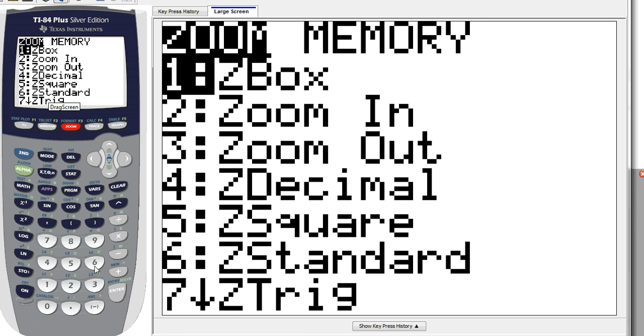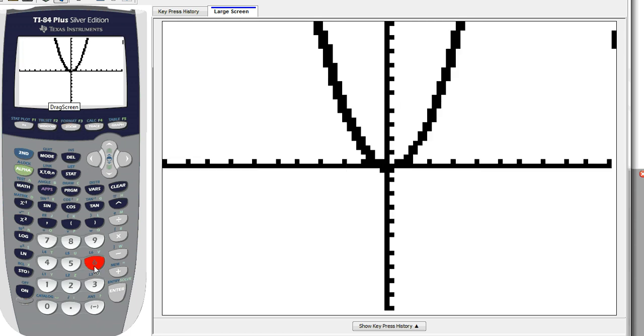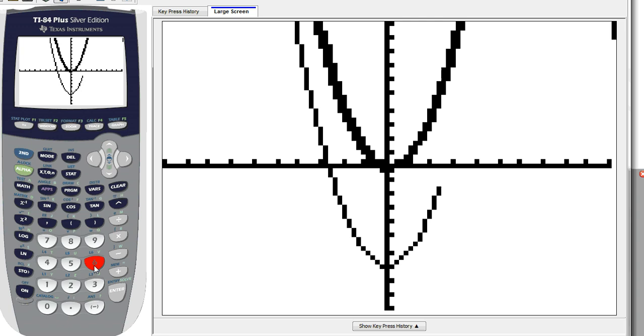Now you hit zoom 6 for the standard window, and there's our original graph, and here's our other graph. And what happened was it shifted down 7 units. It kind of looks like it got wider, but it didn't. If you could see more of this graph, you would see that it simply shifted down. The vertical shift was 7 units.